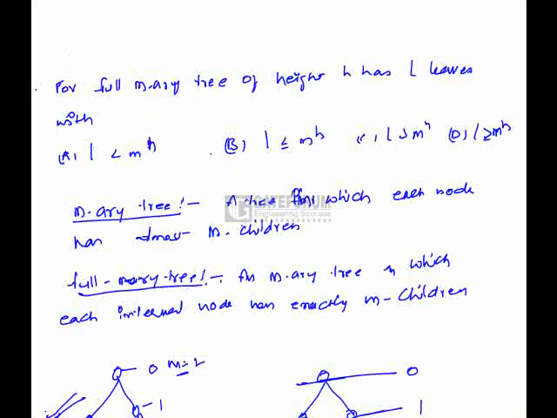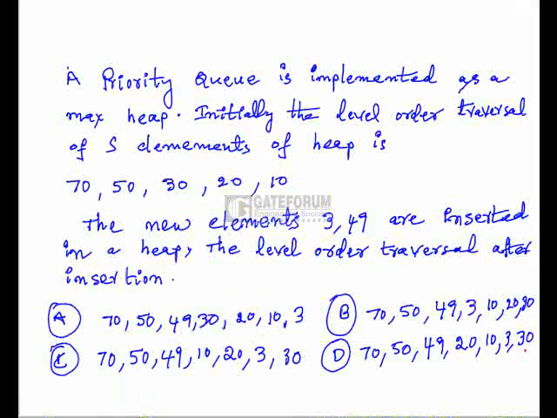Option is option B. Priority queue is implemented as a max heap. Initially, the level order traversal of the elements of the heap is 70, 50, 30, 20 and 10. The new elements 3 and 49 are inserted in the heap. There are two new elements inserted, that is 3 and 49.